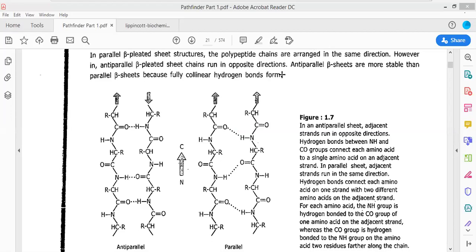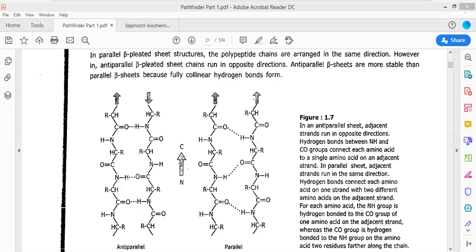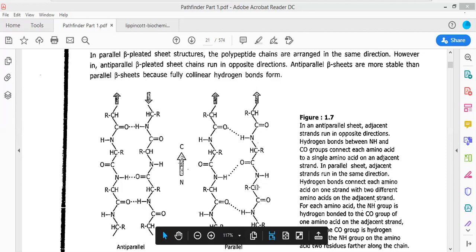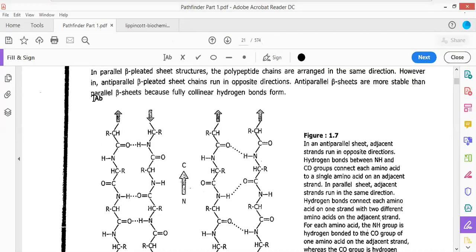Okay, now it's fine. So what we are going to tell here is that there is full collinear bonding, so this is much more stable and this is less stable. Each strand in the case of beta pleated sheet structure is referred to as beta strand. Beta strand is an elongated alpha helix. The only difference between the alpha helix and beta strand is that in the case of alpha helix, intra-chain hydrogen bonding takes place. In the case of beta pleated sheet structure, inter-chain hydrogen bonding takes place. Okay, this is very important. I'm just writing it out here so that you can understand this particular point.